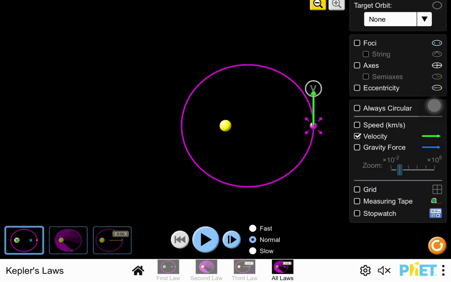If you want to see all the laws combined, this is how we can see that a planet revolves around the sun in a closed elliptical orbit or path, making the sun at one of its focus. The second law states that every planet sweeps out equal areas in equal intervals of time. And the third law states that the square of the time period of the revolution of the planet is directly proportional to the cube of the semi-major axis. So these are the three laws of Kepler's laws of planetary motion, and I hope that you enjoyed this particular simulation.